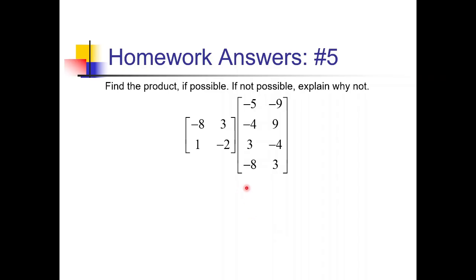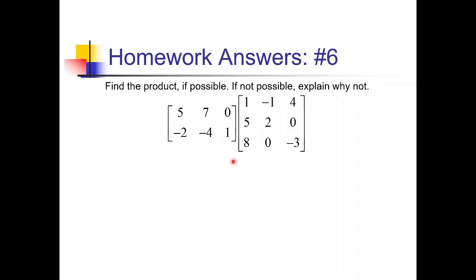We're trying to multiply these matrices together, so let's start by checking our dimensions. We have a 2 by 2, and that's being multiplied by a 4 by 2. So because the columns of the first and the rows of the second don't match up, we actually can't do this multiplication, so this is undefined, and that's just done.